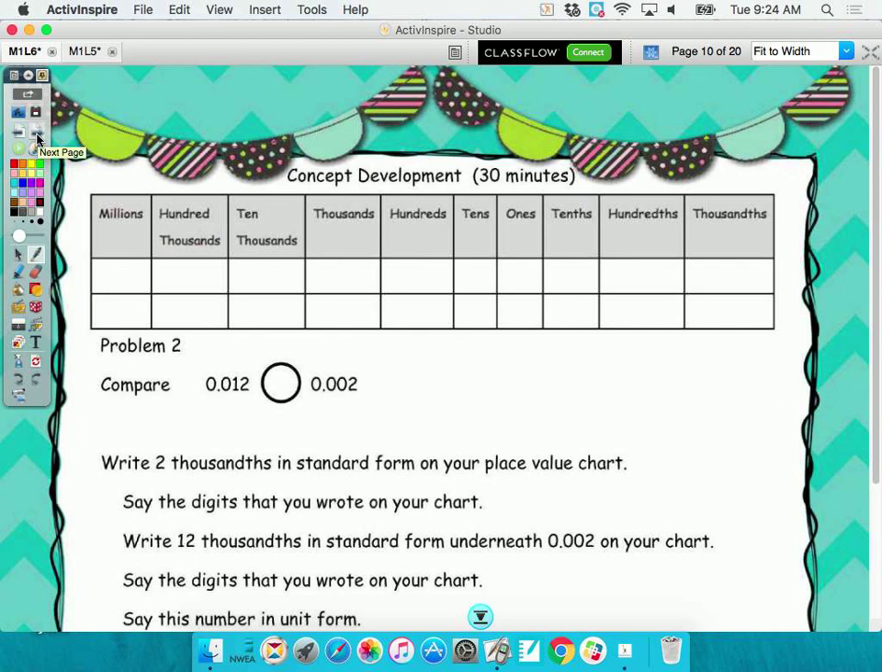So, on problem 2, take your place value chart beside you. Trust me on this. You don't have one? Looks like there's an extra one right here, okay? So write these two numbers on your place value chart, and if it were me, I would get that decimal written down before I start. So I'm going to write 12 thousandths on the place value chart. And I'm going to write 2 thousandths on the place value chart.